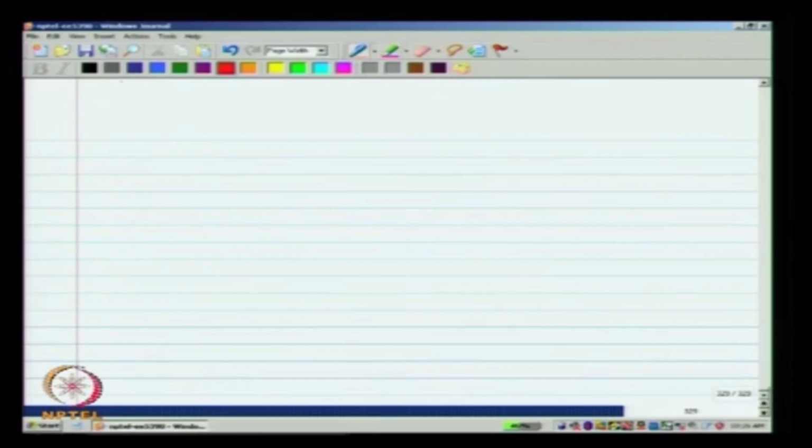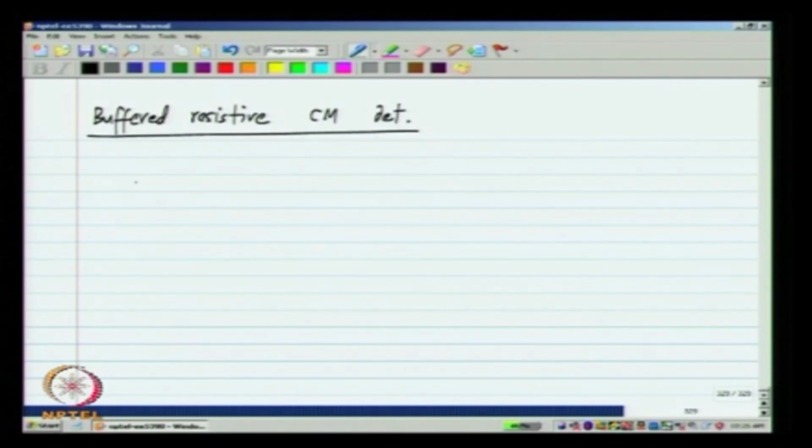Okay. Now, what is the alternative? The one common thing whenever you are presented with a heavy load is to buffer it. Okay. So, that is one of the obvious solutions. What is a buffer? We can use a source follower as a buffer. I will show it with an NMOS source follower. You could also use PMOS if the voltage ranges are compatible.